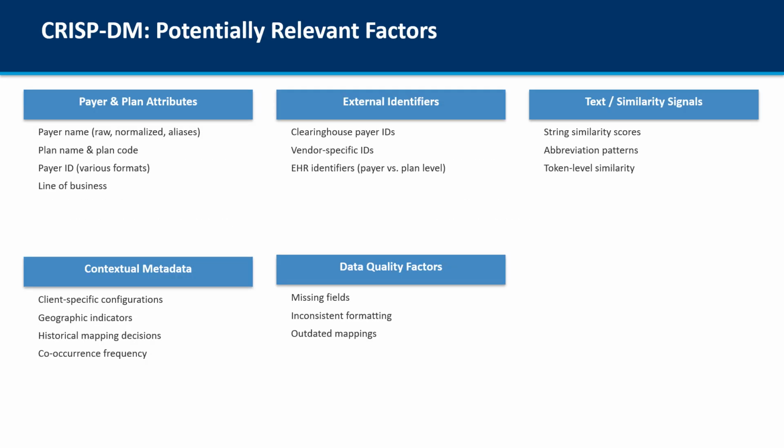Here are some of the relevant factors for the model: payer and plan attributes, external identifiers, text similarity signals. For instance, BCBS and Blue Cross Blue Shield mean the same. Contextual data patterns like historical data mapping patterns. I would like to call out that missing data attributes, outdated mapping due to the changing nature of the RCM ecosystems, and inconsistent data have the potential to impact the outcome and the output of the model. So, overall, I would say this is a well defined problem with measurable success metrics and rich data signals for machine learning.